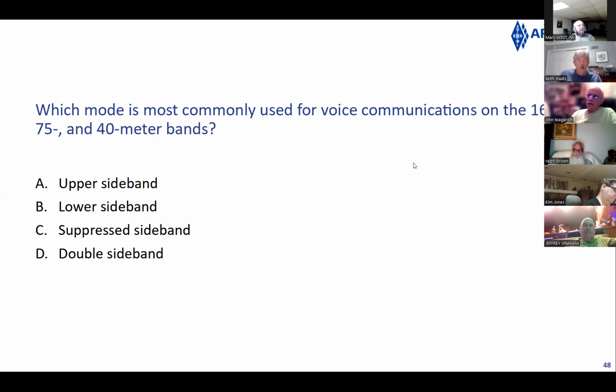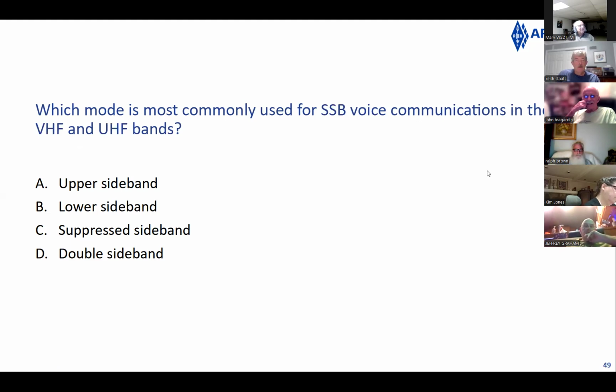Which mode is most commonly used for voice communications on 160, 75, and 40 meters? Upper, lower, suppressed, or double? Lower. Well, if the other one was upper, this has got to be lower, right? D, Delta, lower sideband. Which mode is most commonly used for single sideband voice on VHF and UHF? Upper, lower, suppressed, or double? That's still upper.